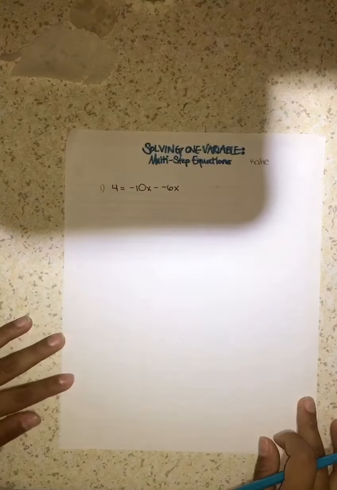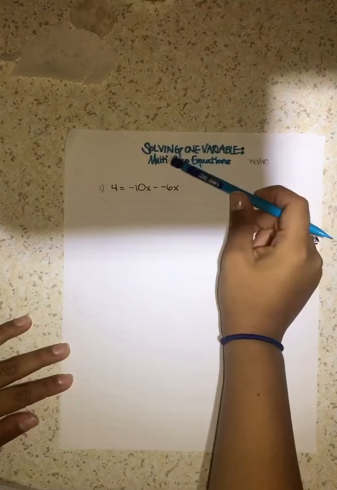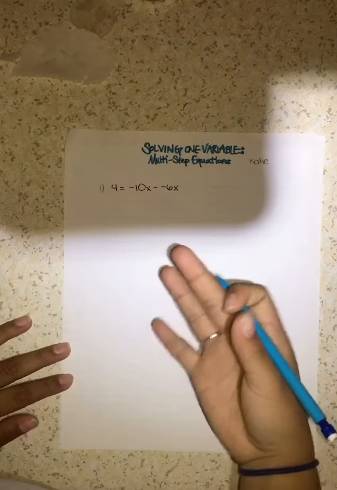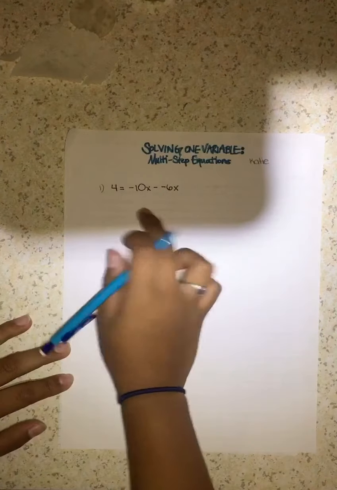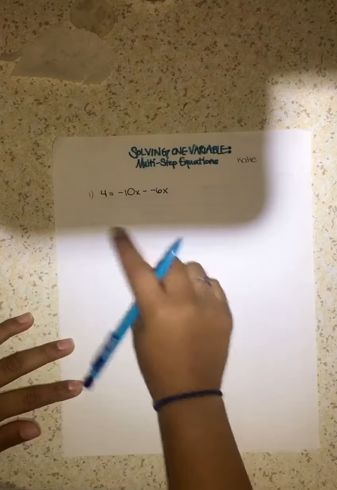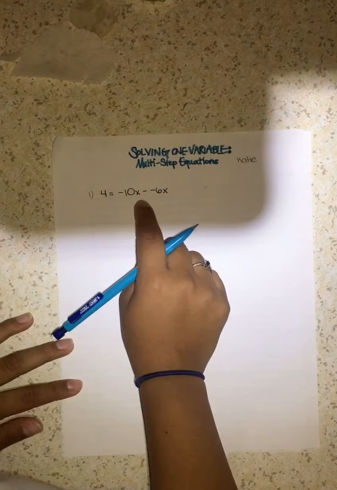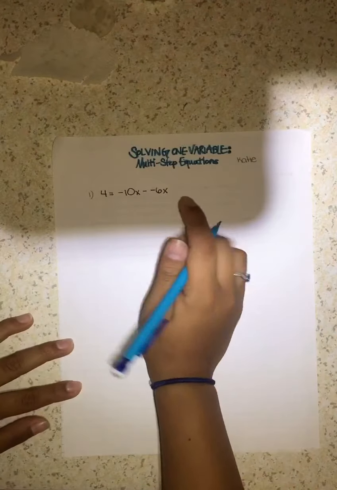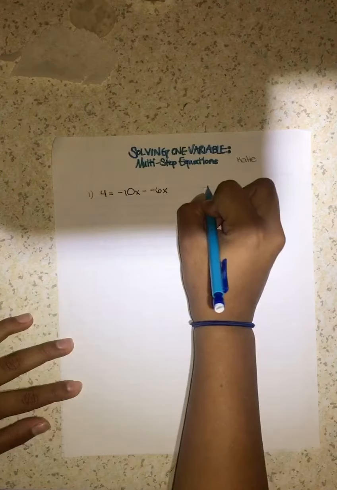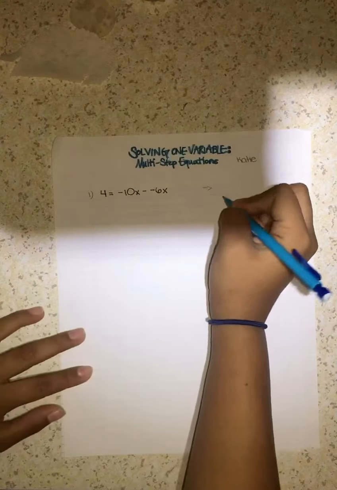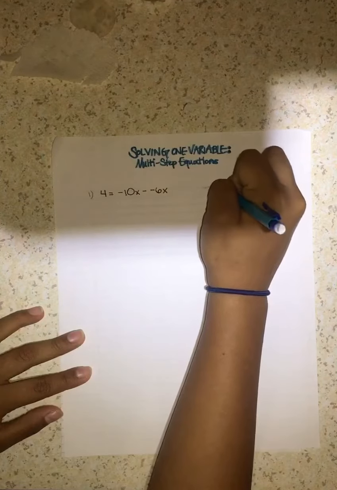Okay, so today I'm going to be showing how to solve one variable multi-step equations, and we're going to be learning how to do that. And right here I already have the equation set up, which is 4 equals negative 10x minus negative 6x. So our first step is to combine like terms.